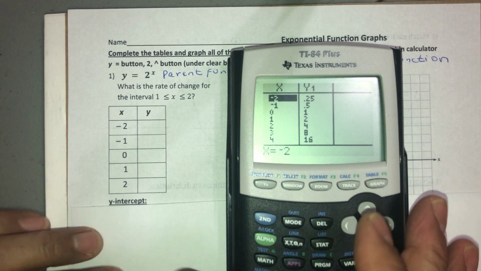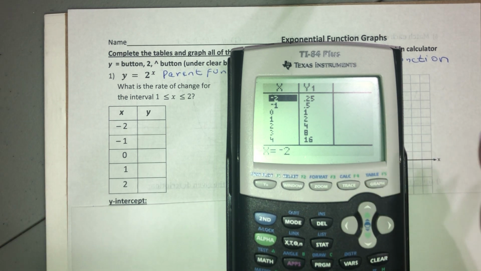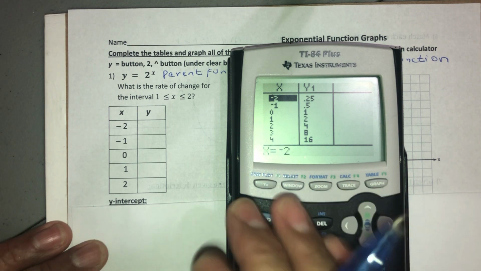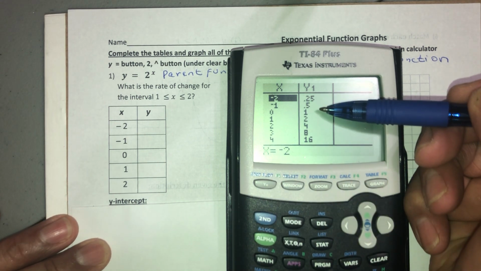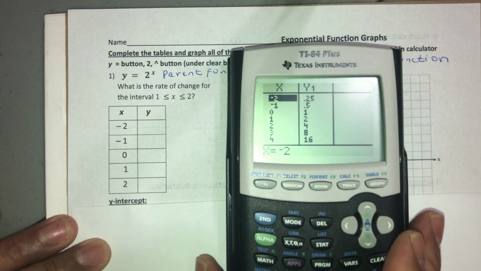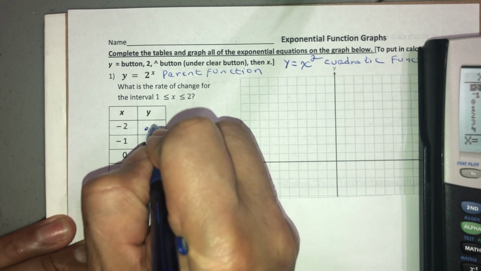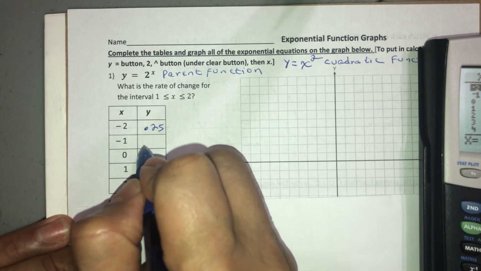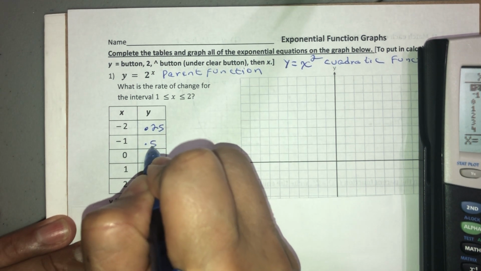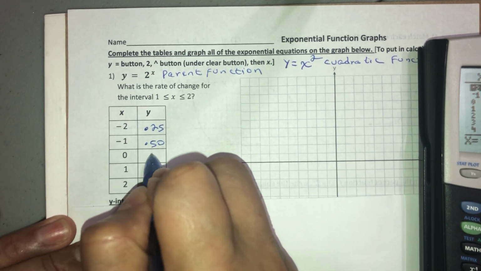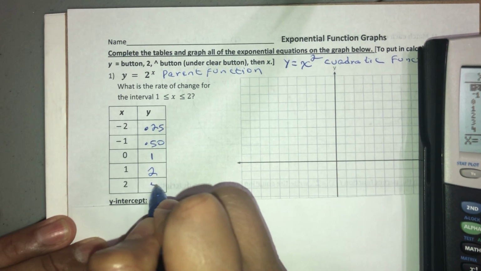So when you have an exponential function, you can just add the value that you've been getting, or you can just multiply that value times 2. I'll go more into details later on, okay? So let me write these numbers right here and put them on my table. So this is 0.25. This is 0.5, or 0.50. That's going to be 1. That's going to be 2. That's going to be 4.